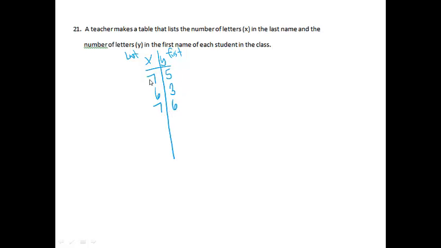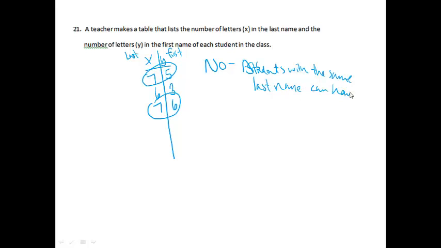And notice how I've made that so it's not a function, because two that have the same input have different outputs. So this is going to be a no, and I'm going to say students with the same last name can have different numbers of letters in their first name. So that is definitely a big no.